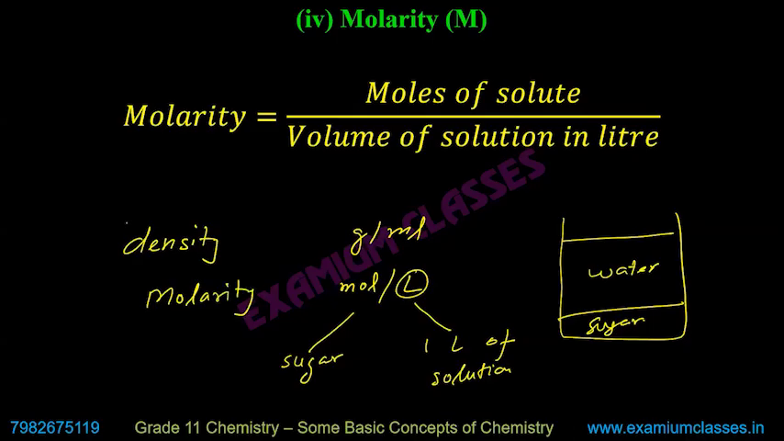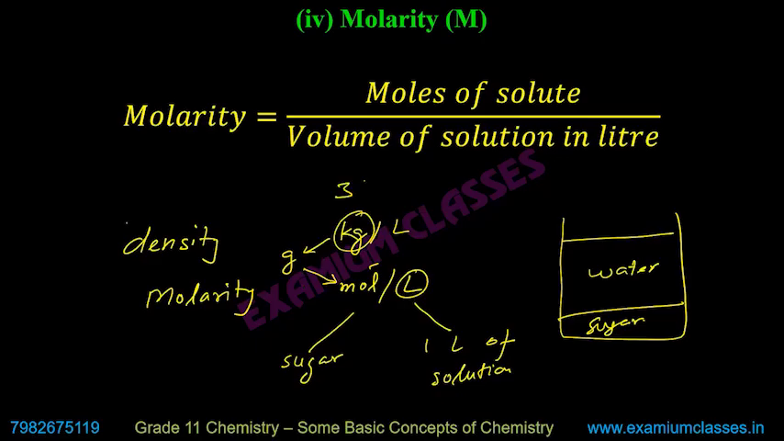In 1 liter, how many moles of sugar are there? Then that will become molarity, and you know how to convert kilograms to mole. You need to just divide it by the molar mass after converting to grams. Given mass divided by molar mass will give you moles. If it was in kilogram per liter density, this kilogram can be converted to mole by first converting it to grams and then dividing it by molar mass.